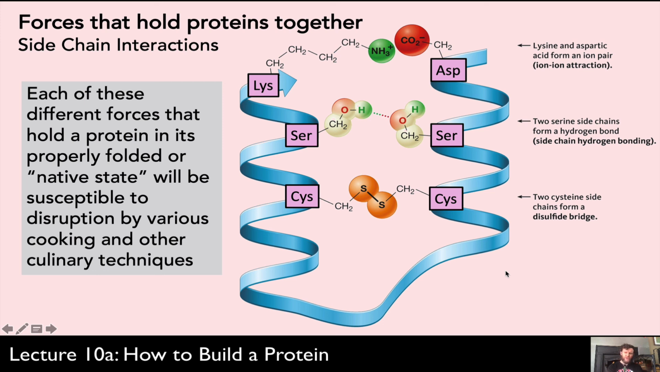Each of these is going to be susceptible to different types of cooking and different types of other culinary techniques to break them, and it's going to give the foods that have these different sorts of interactions in them different properties when they have been cooked or heated or otherwise manipulated in the kitchen.